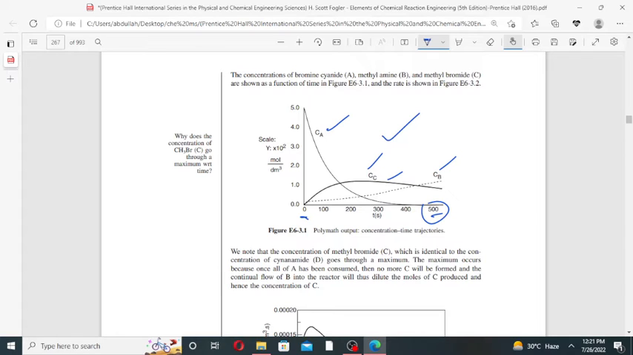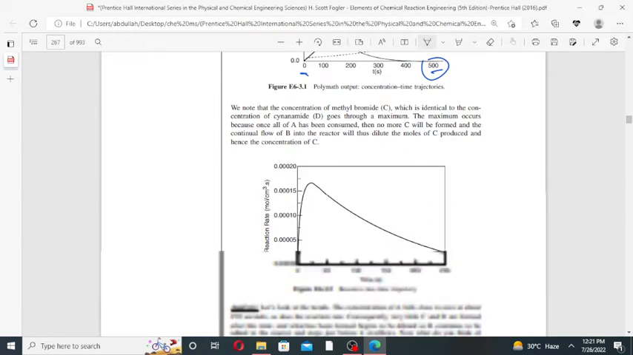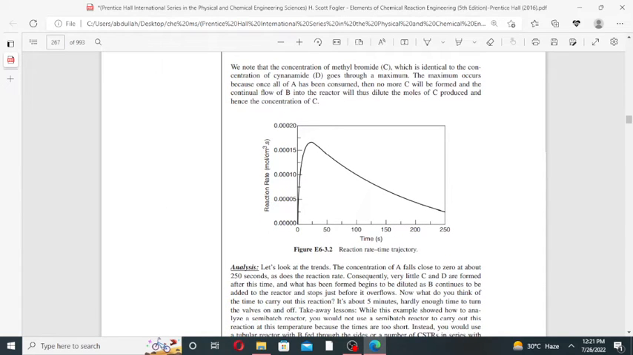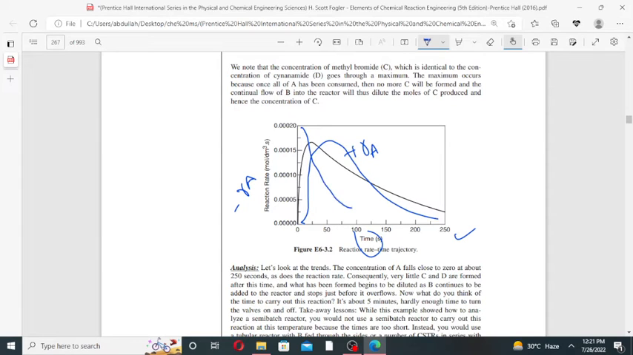Similarly, this is the relation between time and minus RA, or the relation between time and plus RA. It will be inverted, like this type. For plus RA, the relation will be like that type.